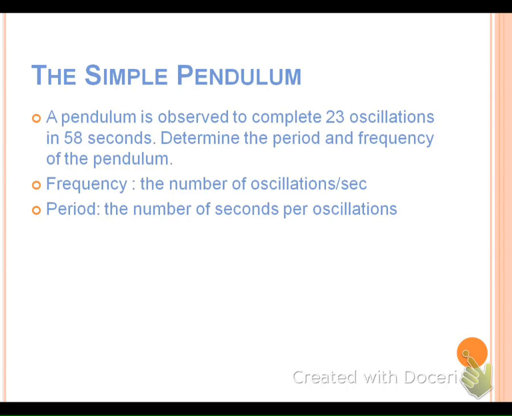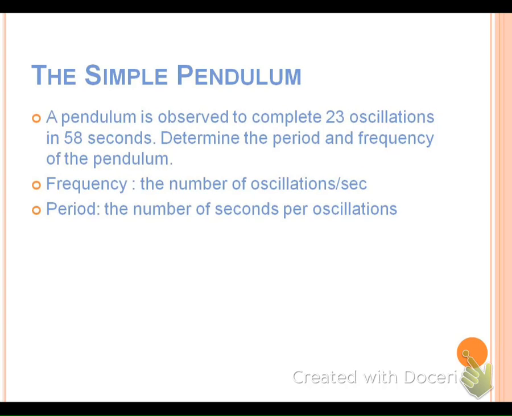Okay, and if you don't have your calculator out, please get that out now. We're going to work through just these very simple calculations for frequency and period before we move on to the slightly more complex equations for a simple pendulum. If we're going to solve for frequency, which we know is oscillations per second, what should the math look like that goes into that? Oscillations per second.